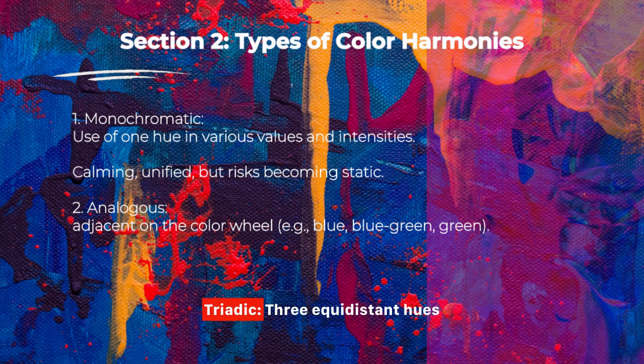5. Triadic. 3 equidistant hues, e.g., red, yellow, blue. Bold, balanced, and vibrant. 6. Tetradic, double complementary. 2 complementary pairs, e.g., red/green and blue/orange. Complex and versatile, needs careful value control.